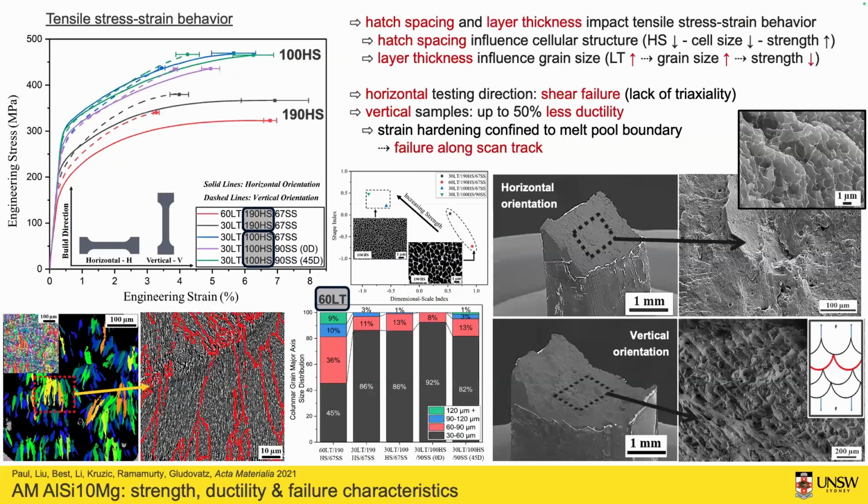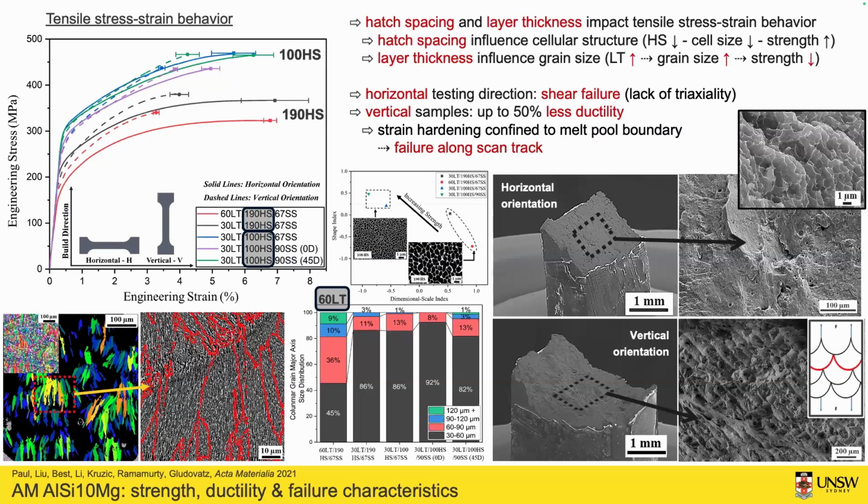Again, material with smaller hatch spacing shows overall higher strength, higher yield strength and tensile strength, with comparable ductility as compared to the 190 hatch spacing. So hatch spacing significantly influences the strength of the material. This is caused just because with lower hatch spacing we decrease the cell size, and therefore the strength goes in a Hall-Petch type relation.